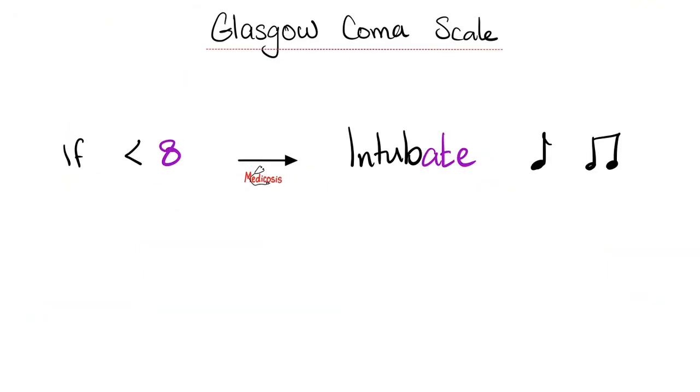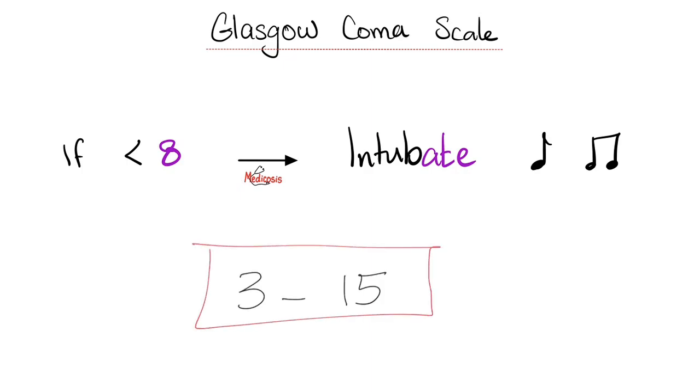The Glasgow-Coma scale was discussed in a separate video in my emergency medicine playlist, but here's the rule. If the score is less than 8, it is time to intubate. The Glasgow-Coma scale ranges from 3 to a score of 15. There is no such thing as a Glasgow-Coma scale of 0 or 1 or 2. It's impossible. If your doctor tells you that your Glasgow-Coma scale is 2, find another doctor immediately.